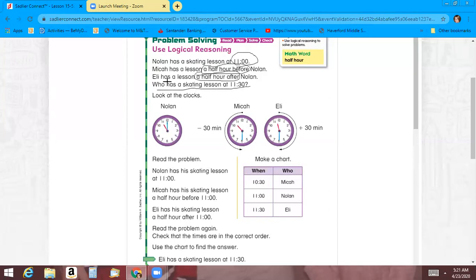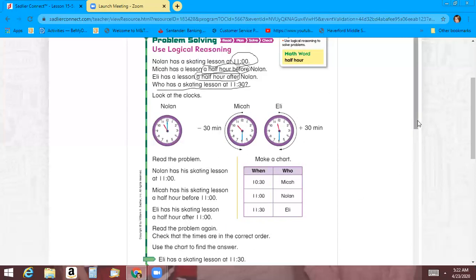Eli, though, has a lesson a half hour after Nolan. So if it has to come later, it's got to come next. We know Nolan's at 11 o'clock. To go 30 minutes later, our minute hand first has to move to our 6, while that hour hand, which was on the 11, goes halfway between 11 and 12, making it 11:30.